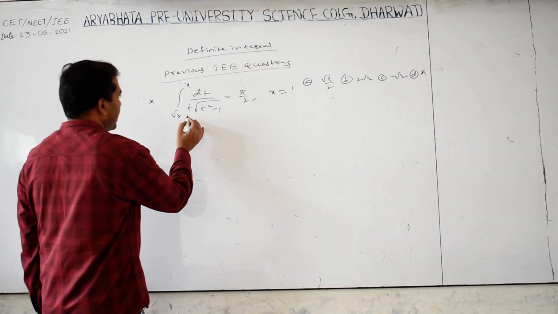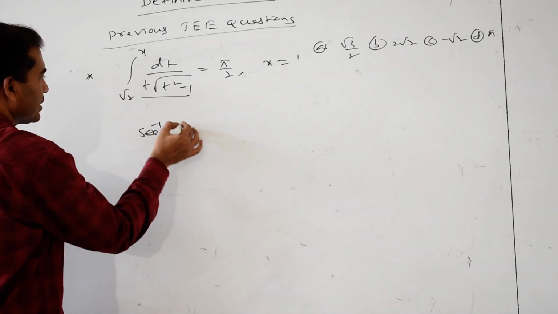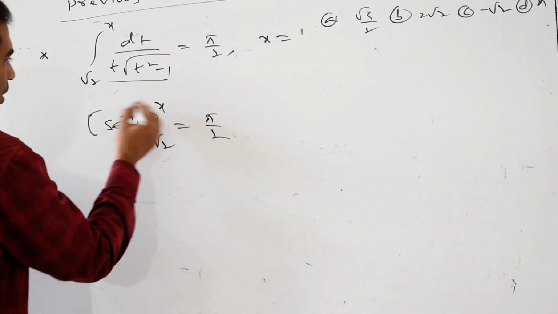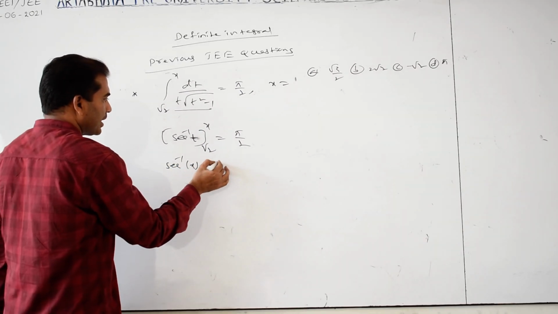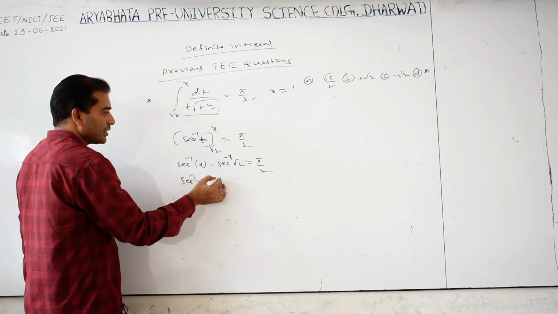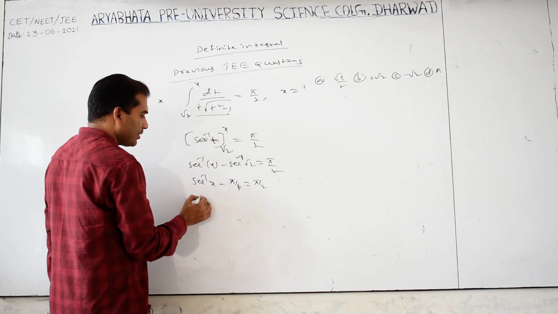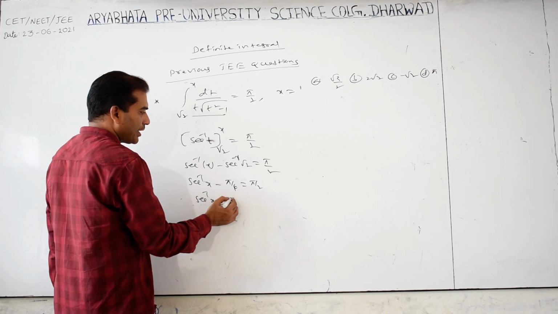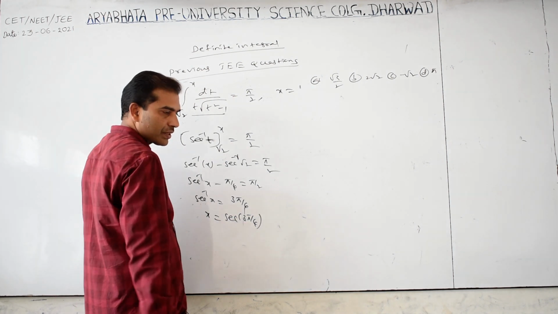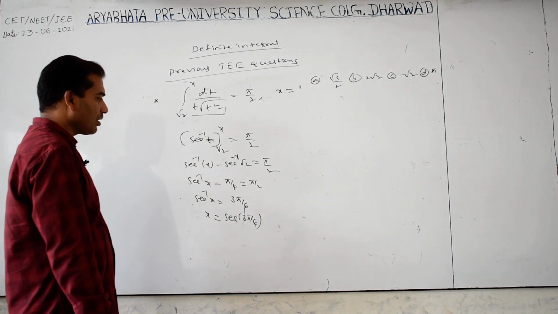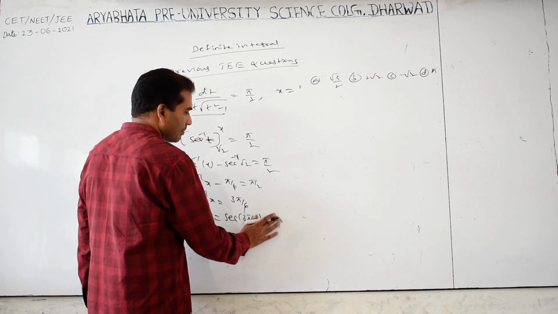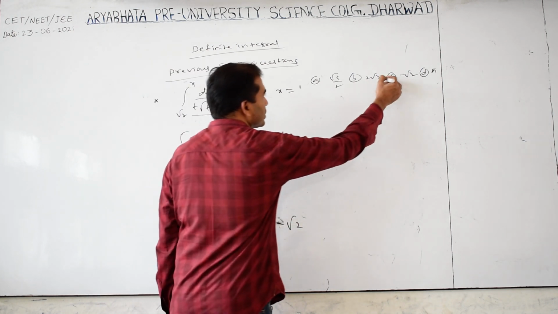Yes. This is a direct formula, which is equal to sec inverse t, with limits root 2 to x, is pi by 2. Apply here: sec inverse of x minus sec inverse of root 2 equal to pi by 2. Sec inverse of x minus pi by 4 equal to pi by 2. Sec inverse of x equals pi by 4 plus pi by 2, that is 3 pi by 4. So x is equal to sec of 3 pi by 4. How much? Cos of 3 pi by 4, 90 plus 45, is minus 1 by root 2, so sec is minus root 2. This is the answer.